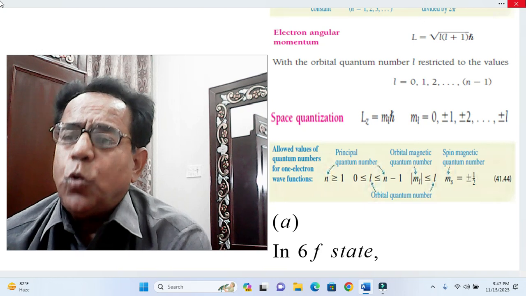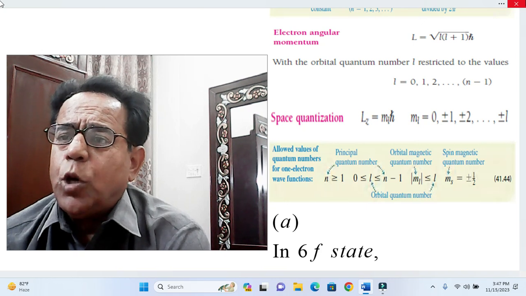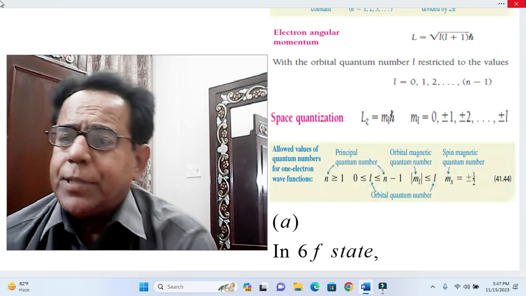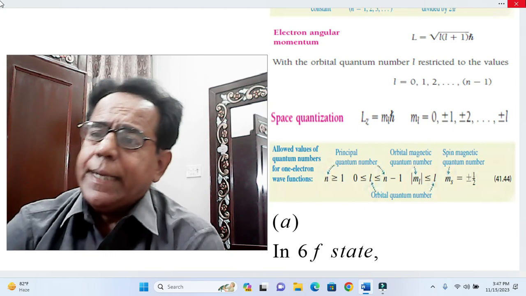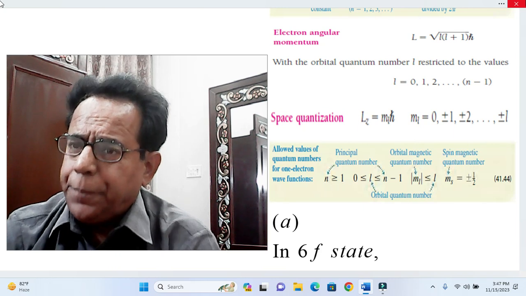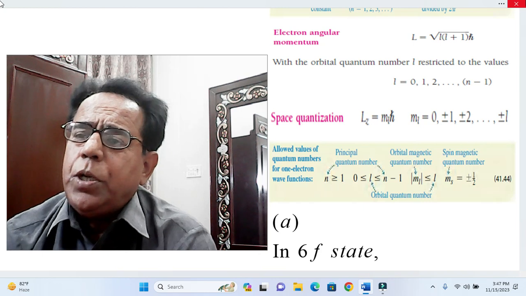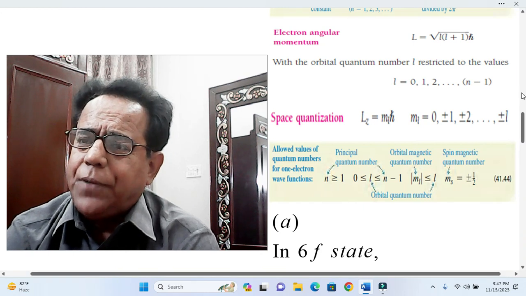Okay, the orbital quantum number is l while the orbital magnetic quantum number is ml, where l is written as the subscript of m. Next is the spin magnetic quantum number ms, where s is written as a subscript of m, and it has only two values, that is either plus half or minus half.